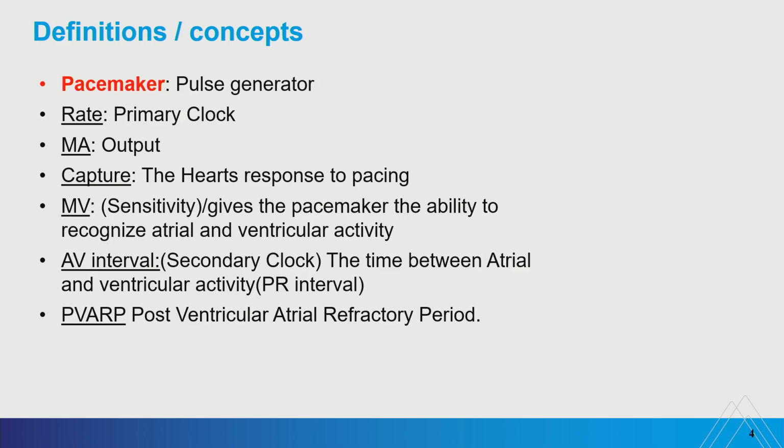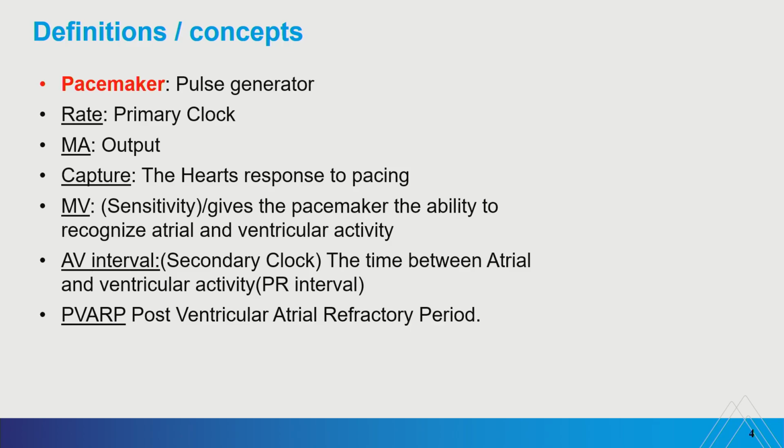a P wave at 301. My pacemaker is still going to wait another 170 milliseconds before it fires. That means 300 plus 170. As long as my QT is less than 470 milliseconds, I will not have an R on T. Okay? That's why we have a PVARP.